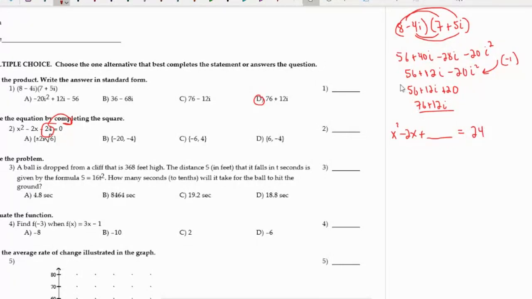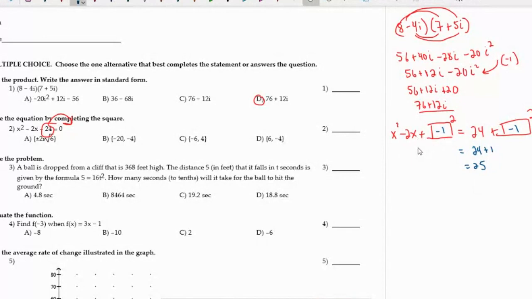And then what I'm going to do is complete the square, and I usually do it with a little square here, so that way I know that I'm doing this to both sides. And what I do is I always get half of this number. So half of this number is negative 1. That's what I'm going to do to both sides. So right here, this becomes 24 plus 1, which is 25.